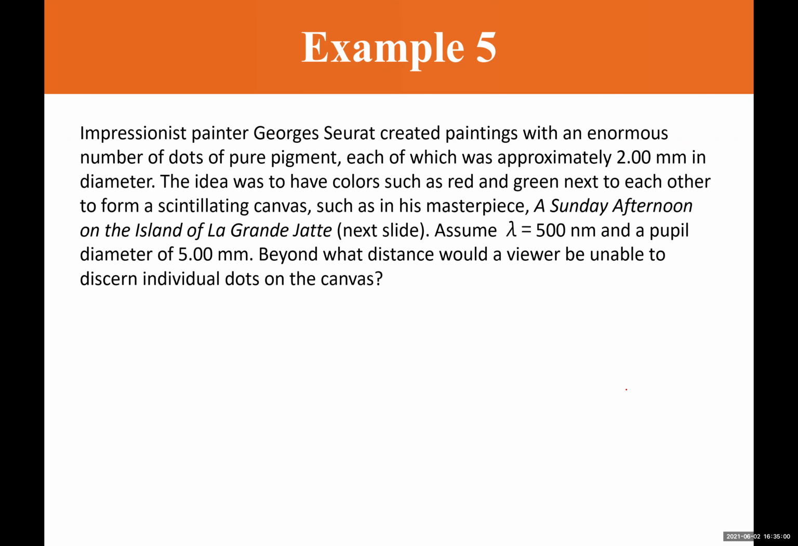Beyond what distance would a viewer be unable to discern individual dots on the canvas? That's kind of the idea. If you're too close to this canvas, you'll be able to see those individual dots. But when you go back, you're not able to distinguish these dots, so you can see the entire image, with the colors kind of continuous, going back and forth between green and yellow and things like that.